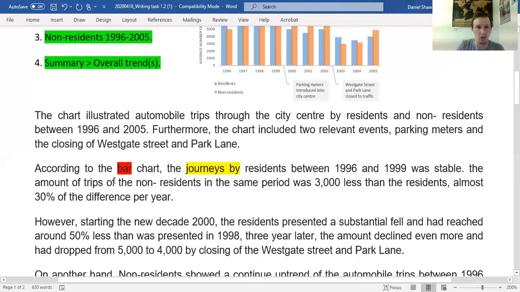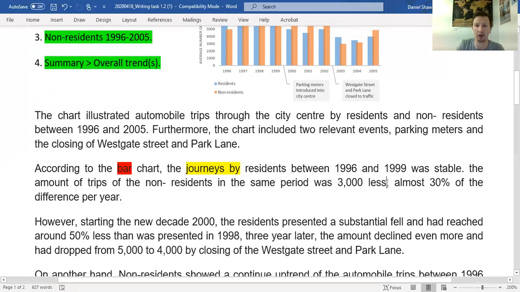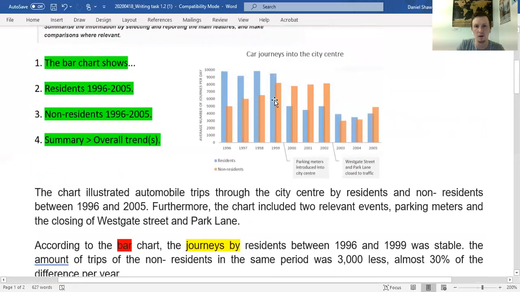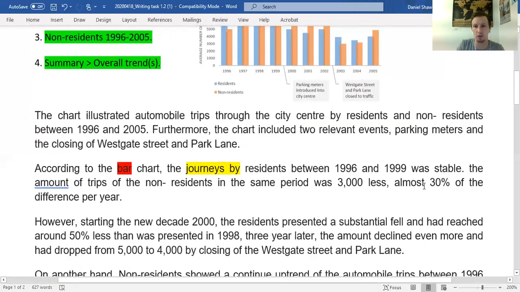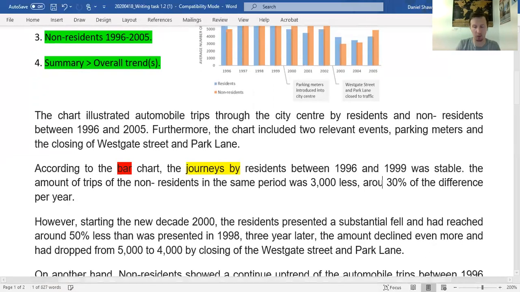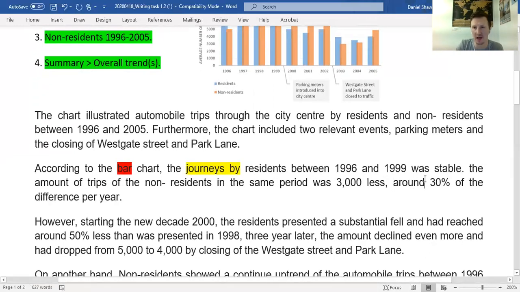So let's see. The amount of trips of non-residents in the same period was 3,000 less. We know that it's residents and non-residents, so we don't need to say residents. So we can just put in less, almost 30% of the difference per year. Around 30%. So we're not going to say almost, we're going to say around. That way we are being more cautious and we're not making it exactly. So around is a better way of saying almost because it's roughly, approximately, it's not exactly.